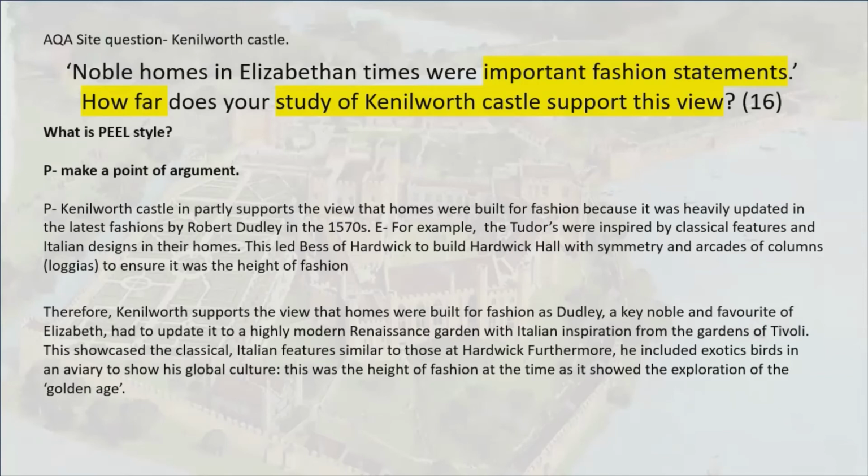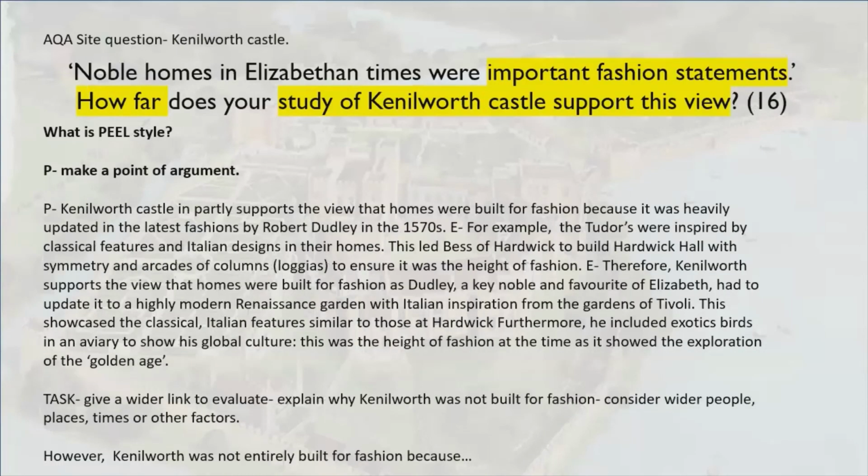So I'm linking to 2 factors there, the Italian Renaissance, that's fashionable, and then also the exploration of Drake and others that highlight the Golden Age of the time period. So those are highly fashionable, like people having exotic fruit on their table, that sort of thing. Okay, then so finally, it's a wider link to evaluate. So either you think this is really important and you want to say furthermore fashion is important in a bit more detail, or you want to say however it wasn't entirely built for fashion.